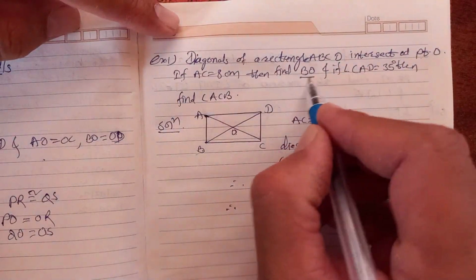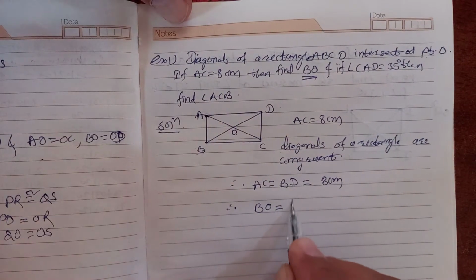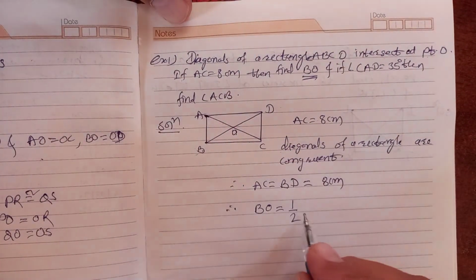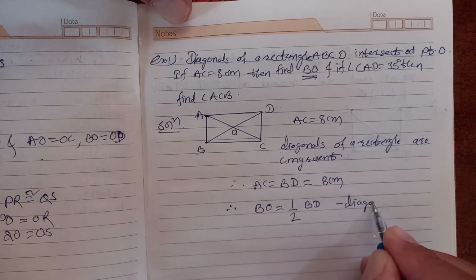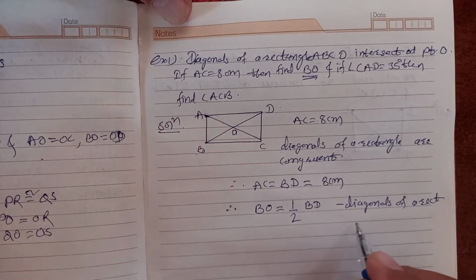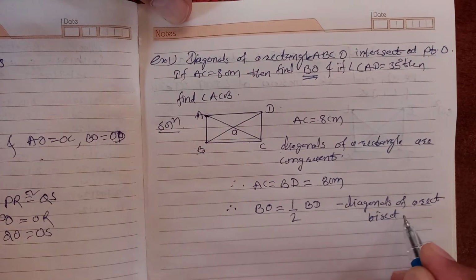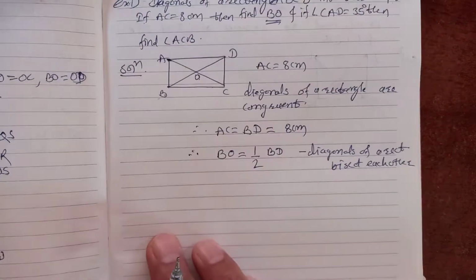ABCD, then find BO. Okay, BO. So can we say this BO is half of BD because these two parts are equal? Here, what is the reason? Diagonals of a rectangle bisect each other. Bisect, that's why this is the half part.